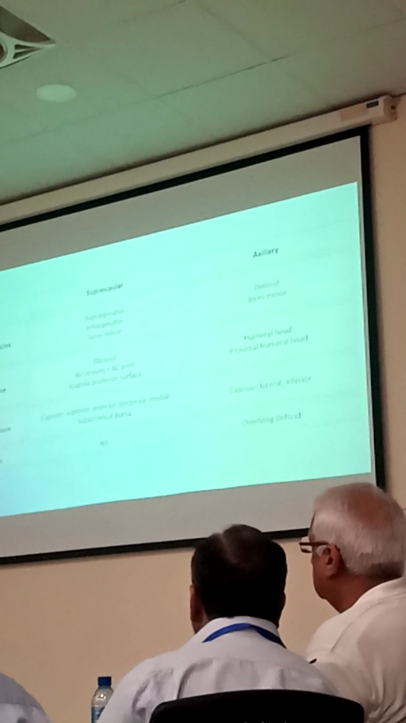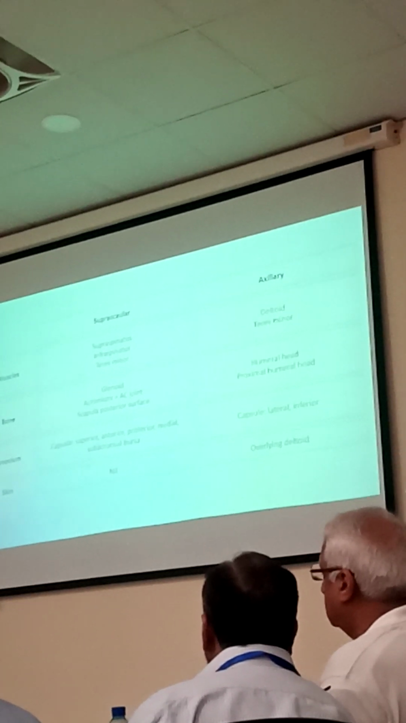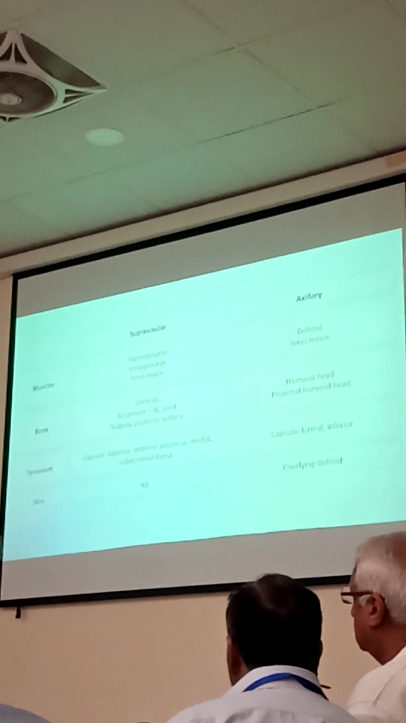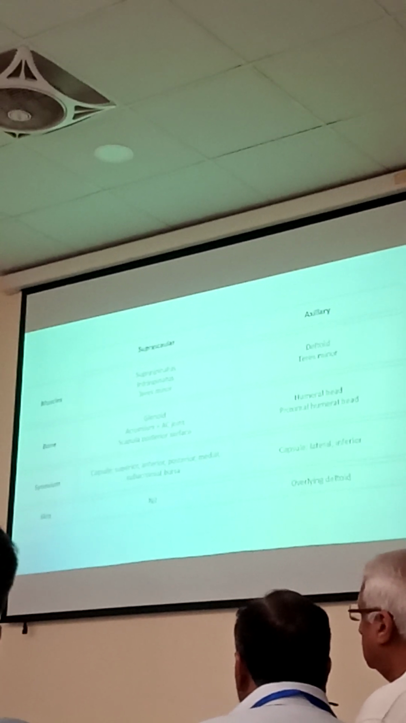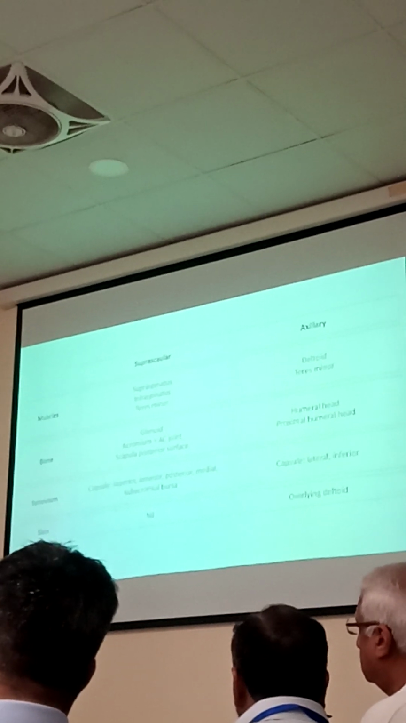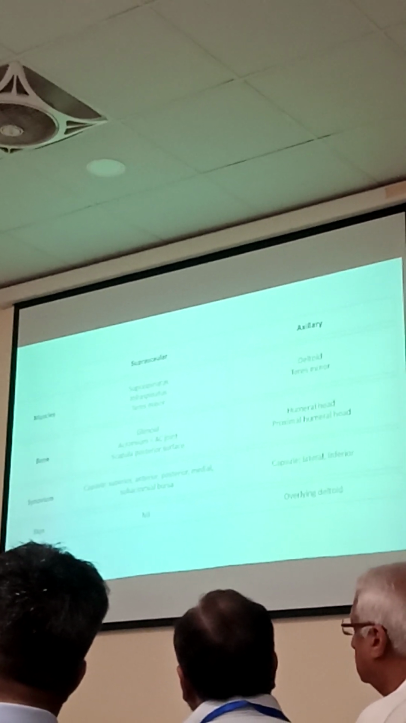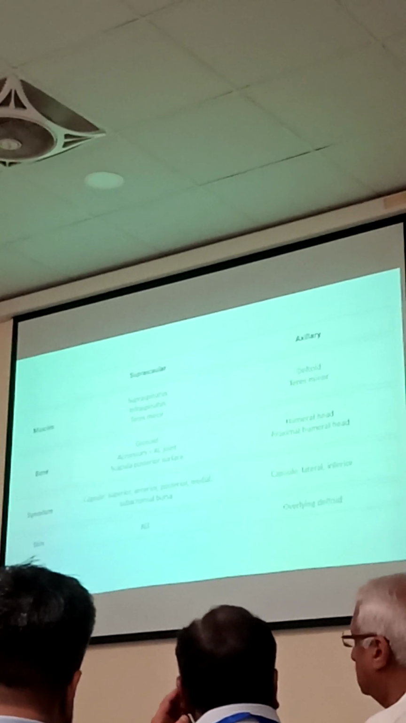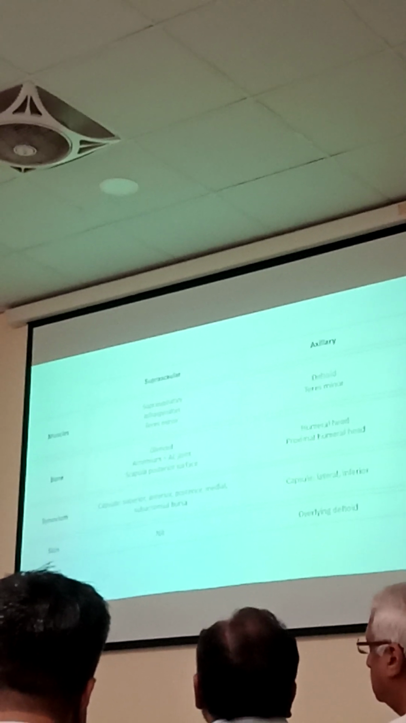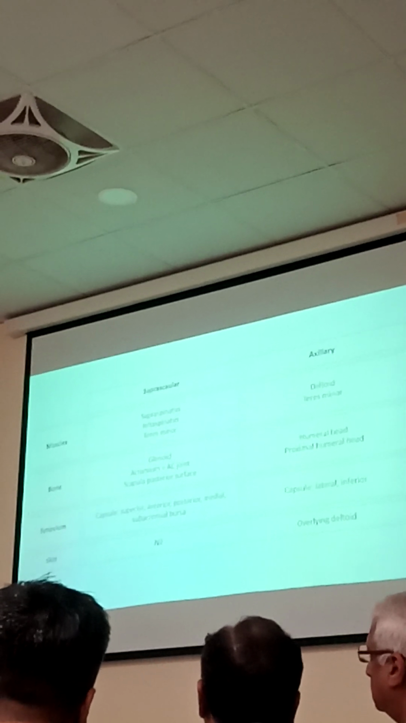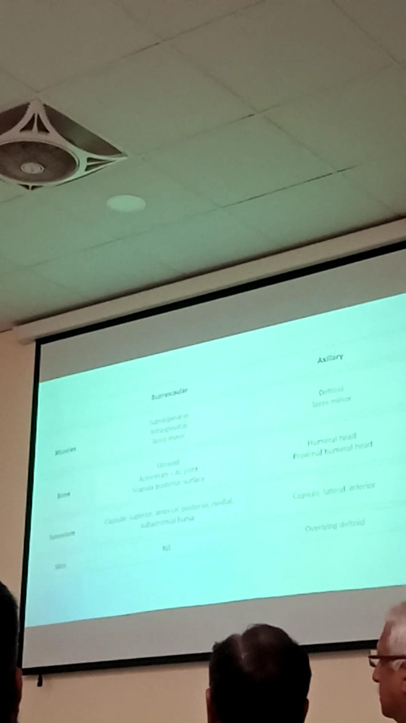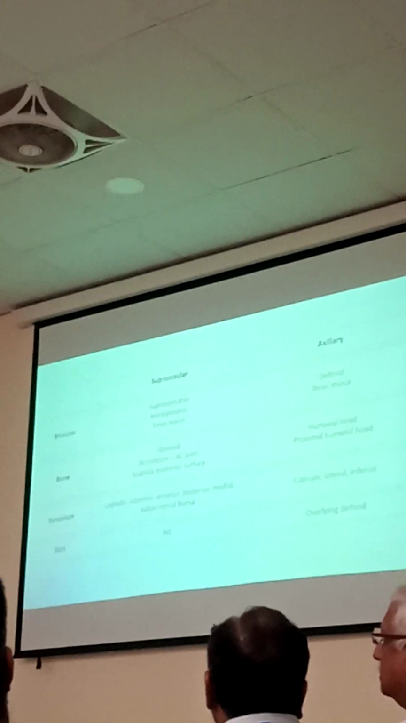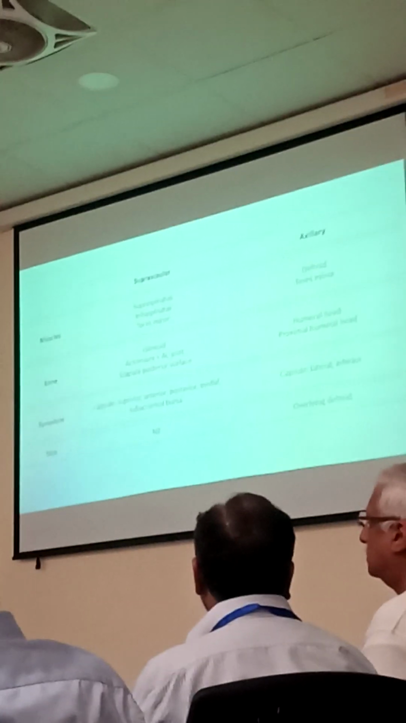Now, there is the supply of these nerves, suprascapular and axillary, supplying different muscles. Suprascapular supplies the supraspinatus, infraspinatus, and teres minor, and axillary supplies the deltoid and teres minor. Then suprascapular also supplies the shoulder joint and bones, and similarly axillary supplies the humeral head, the proximal humerus. It also supplies the synovium, and axillary supplies the overlying skin of the deltoid.